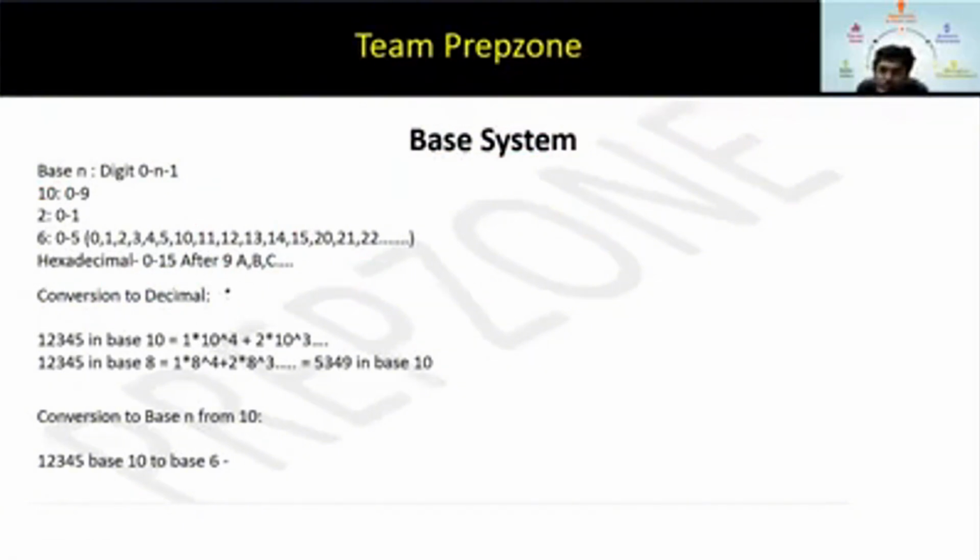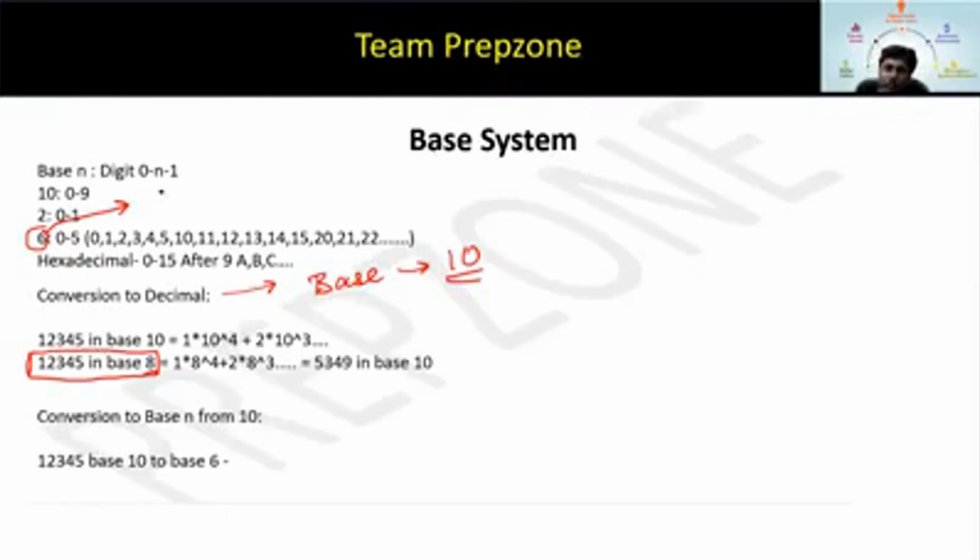Suppose you want to convert any base to base 10. How you can do it? Suppose this number is written 1, 2, 3, 4, 5 in base 8. Okay. Sashank is asking a doubt that what can be the maximum number in base 6. Can you tell me what can be the maximum number in base 6? Is there any limit to the maximum number in base 6?